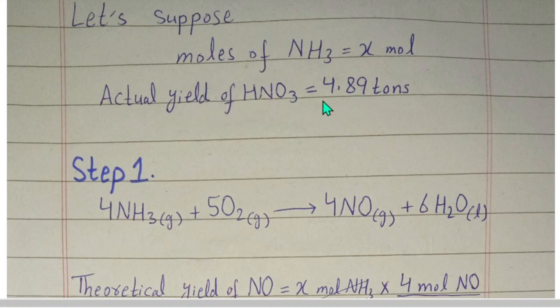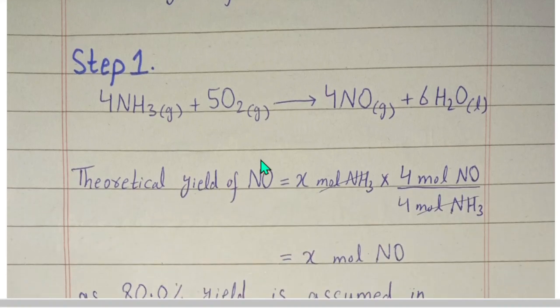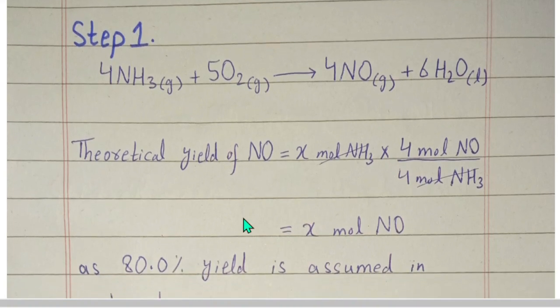I am calling 4.89 tons of nitric acid the actual yield because this is the amount that should be produced during the process. In step 1, theoretically, it would yield X moles of nitrogen monoxide. We can calculate the theoretical yield of NO by multiplying X moles of ammonia with the mole ratio between ammonia and NO. Ensure to place the coefficient of NO in the numerator and the coefficient of ammonia in the denominator as we are finding moles of NO produced from ammonia.